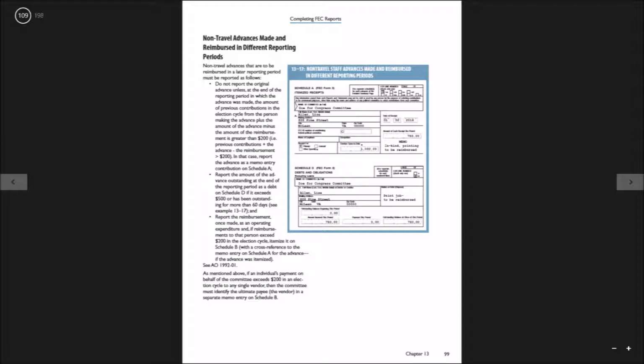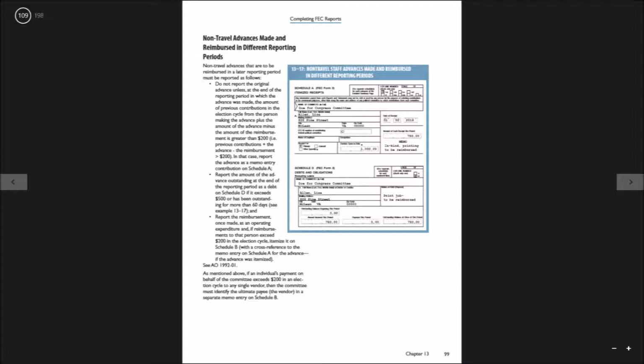There's another image here. Non-travel advances that are to be reimbursed in a later reporting period must be reported as follows. Do not report the original travel advance unless at the end of the reporting period in which the advance was made, the amount of previous contributions in the election cycle from the person making the advance plus the amount of the advance minus the amount of the reimbursement is greater than $200, i.e. previous contributions plus the advance minus the reimbursement greater than $200. In that case, report the advance as a memo entry contributions on Schedule A.